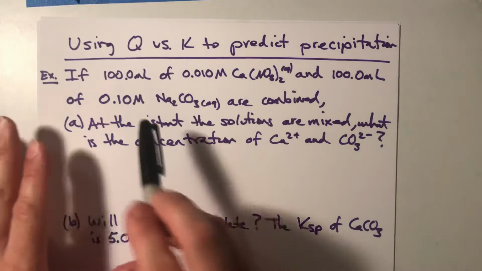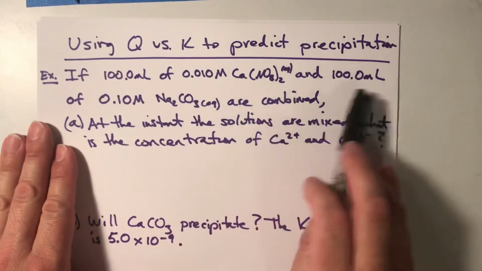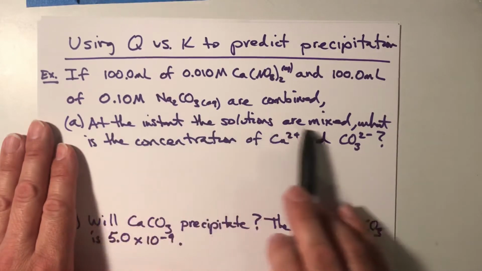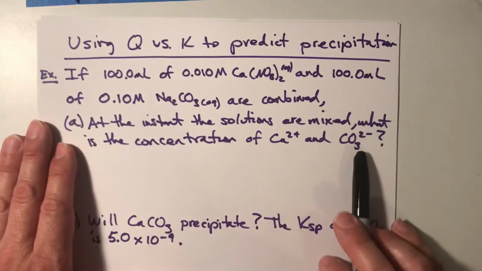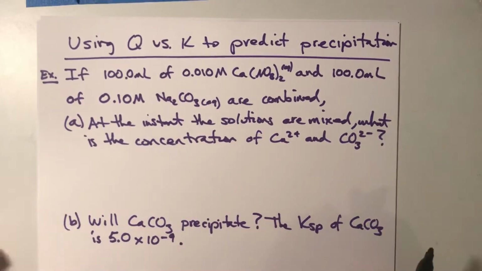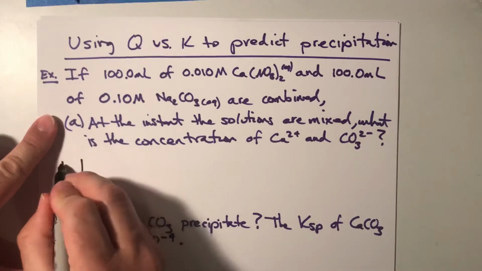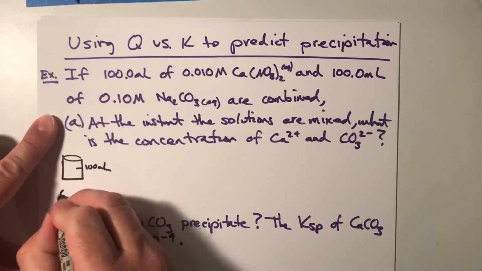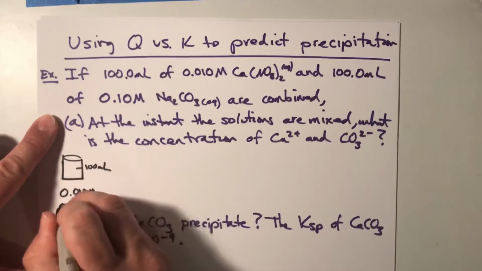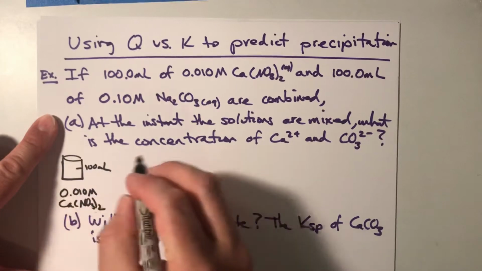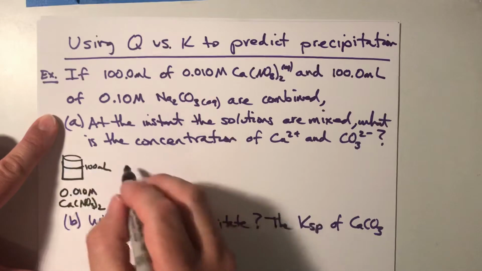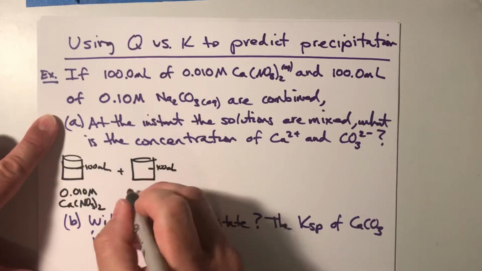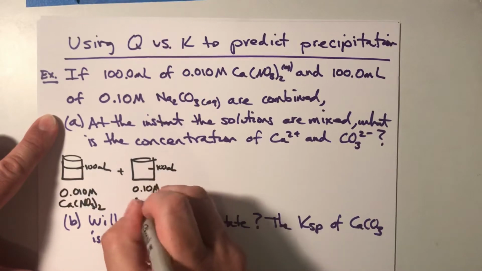So we're given a problem: if 100 milliliters of 0.1 molar calcium nitrate and 100 milliliters of 0.1 molar sodium carbonate are combined, immediately at the instant the solutions are mixed, what's the concentration of calcium and carbonate? So let's draw a picture to try to help ourselves understand this. So we have 100 milliliters of 0.01 molar calcium nitrate, and we're going to add that to another beaker containing 100 milliliters of 0.10 molar sodium carbonate.